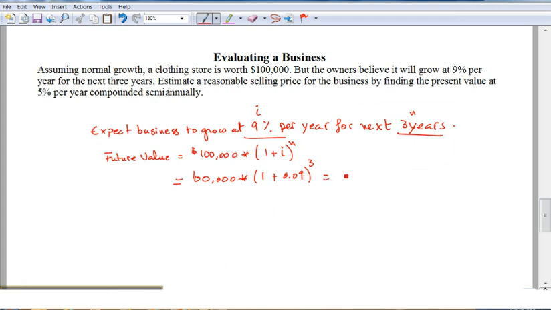This way, plugging in everything in the calculator, you'll have 129,502.90. This is an estimate of the value of the store in 3 years.